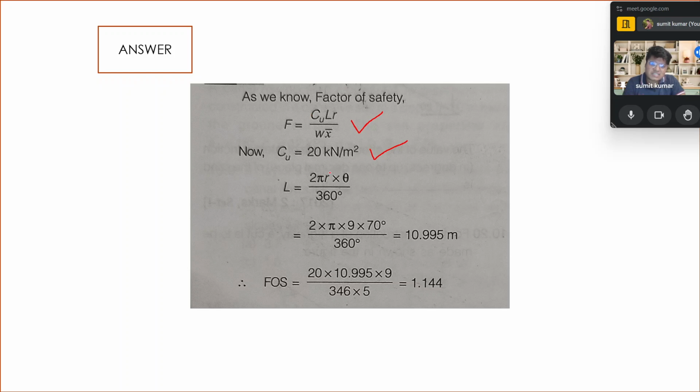Now L equal to R theta. So R is given as 9. So we have taken the R, and theta is also known to us, that is 70 degree. Okay. So by this we are able to find the L, and subsequently we get the value of L. As the value of L is known, we use this relation and get the factor of safety as 1.144, which is going to be our answer.